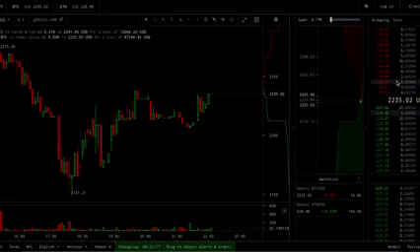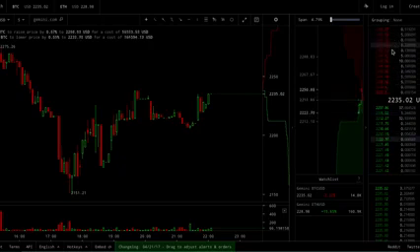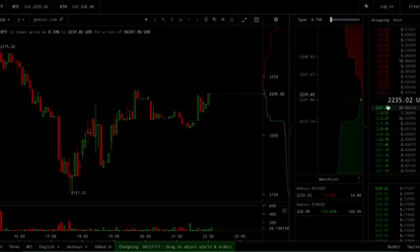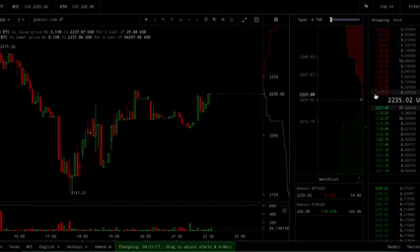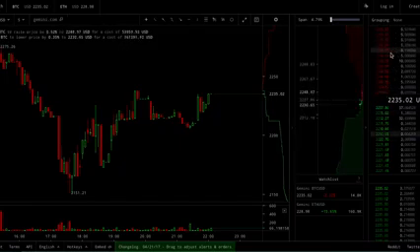If price goes up to an offer wall, but then the offer wall gaps up to a higher price, we would expect that the price would continue chasing and going higher as it tries to reach that offer wall.